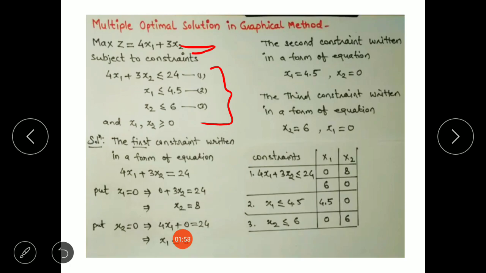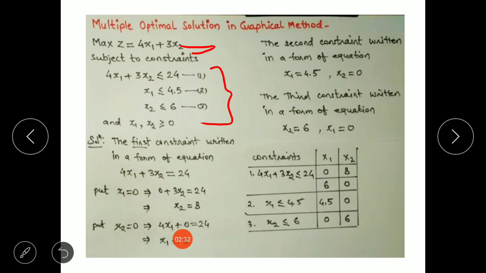Now for solving this problem using graphical method, what we used to do is convert the inequality constraints into the equation form. Then we obtain the points x1 and x2, plot the lines for those equations, and then plot the feasible region. In this way we solve any linear programming problem using graphical method. So moving stepwise, first convert all the inequality constraints into the equation form.